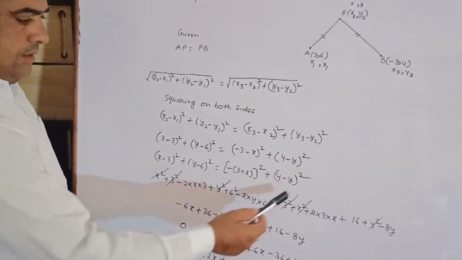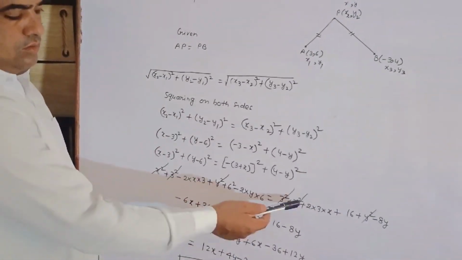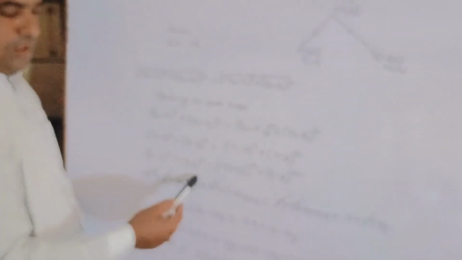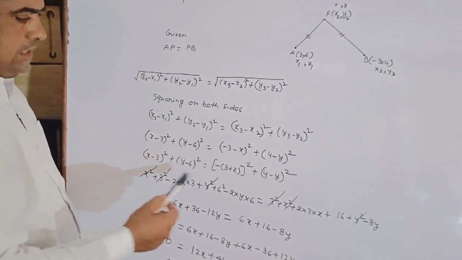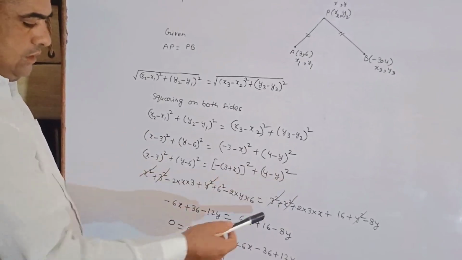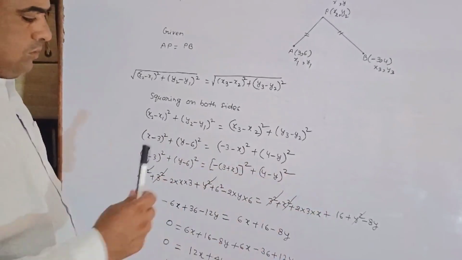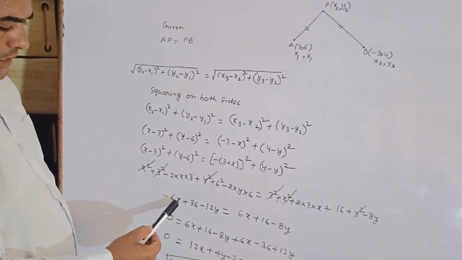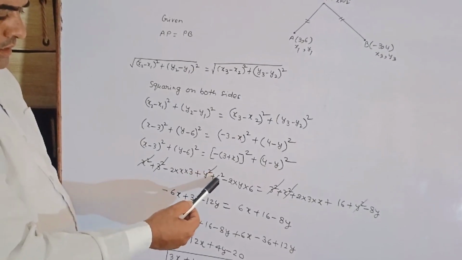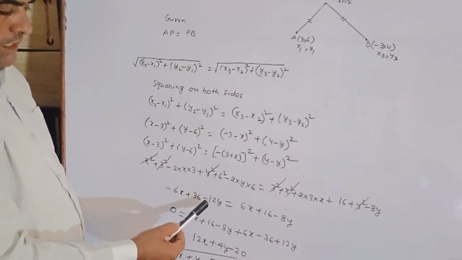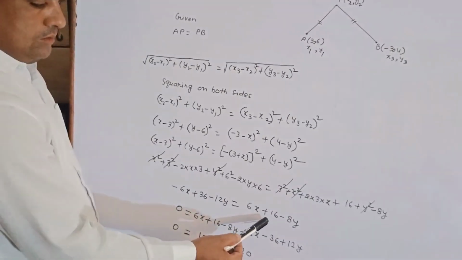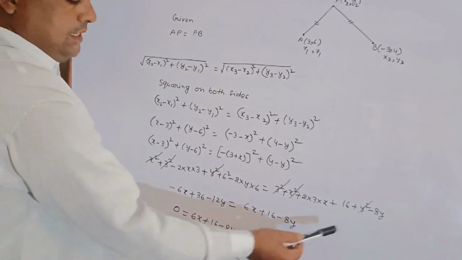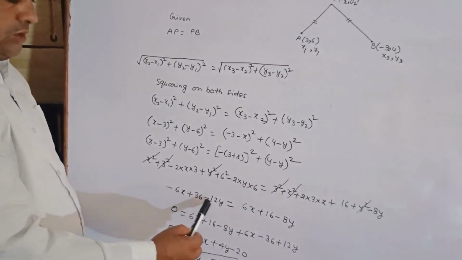Now x square will be cancelled out. You will transpose this x square to the left hand side, so this will be negative. Both the terms will be cancelled out. So we are cancelling here. And 3 square cancelled out. Y square is cancelled out. This is minus 6x and this is 6 square, 36. Then minus 12y is equal to 6x plus 16 minus 8y. Now we will transpose all the terms.